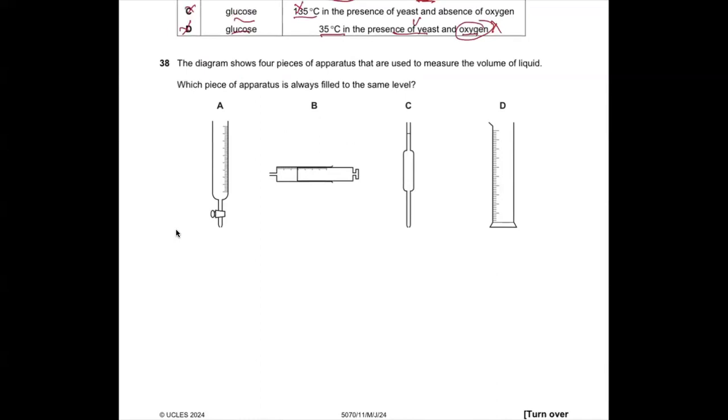Now MCQ number 38. The diagram shows 4 pieces of apparatus that are used to measure the volume of liquid. Which piece of apparatus is always filled to the same level? So that is the only one which has only one mark. See over here, there is a scale, so it means it can be filled to any level. C has only 1 mark. So we can always fill till here to know the exact volume which we are adding. Otherwise, if we fill it, we don't know the measurement. So we need to fill it to 1 point only. So C is the correct answer.